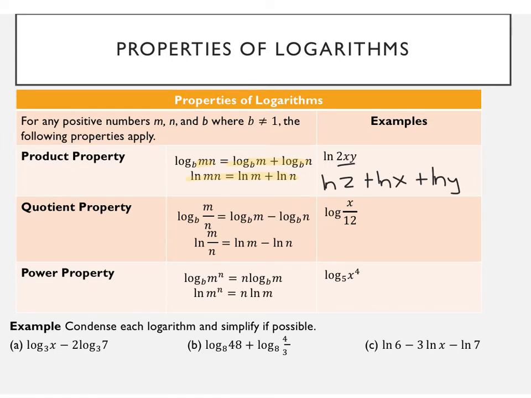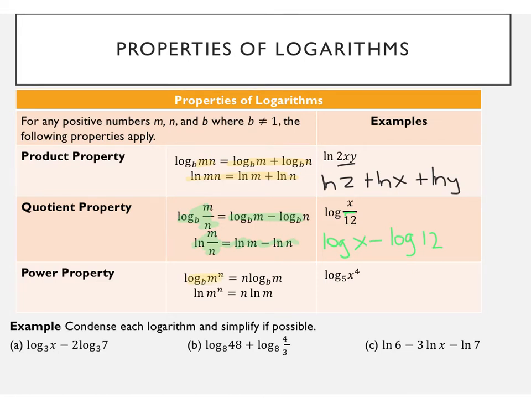If we look at the quotient property, remember from back in the day, if you are dividing, then for logarithms, that means you're going to subtract. And the same thing is true with natural logs. So if we look at our example, because the fraction bar means divide by, we can say log x minus log 12. And then the last one is the power rule.